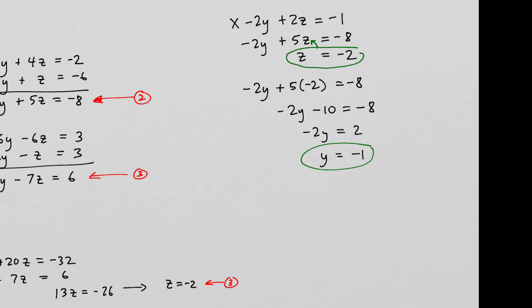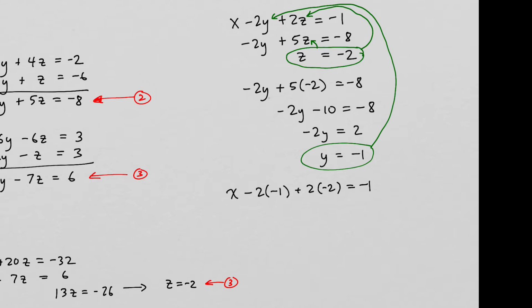And now once we have these two values, I can take the value of z equals negative 2 and plug it into the first equation. Take the value of y equals negative 1 and also plug it into the first equation. And that gives us x minus 2 times negative 1 plus 2 times negative 2 is equal to negative 1. And this is x plus 2 minus 4 equals negative 1, or x minus 2 equals negative 1. And finally, adding 2 to both sides, we get x equals 1.